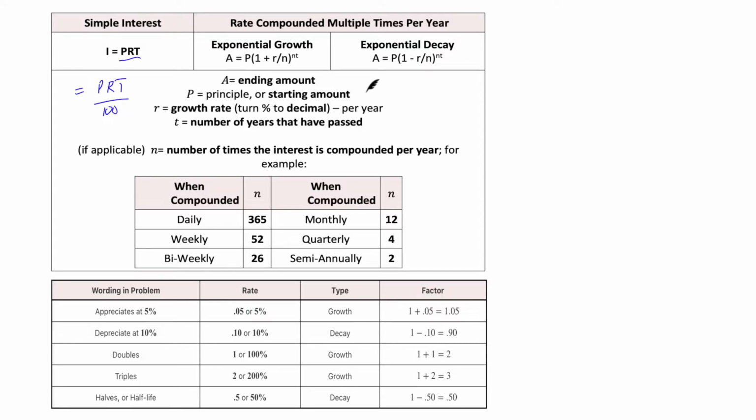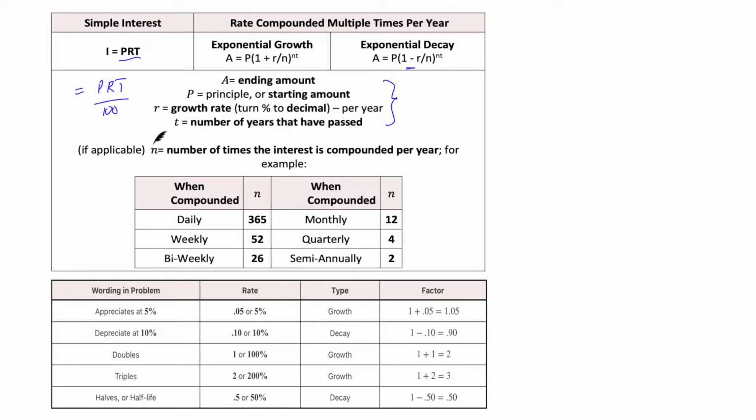When we talk about compounding, we have got exponential growth, which is P into 1 plus R over N raised to power NT. And if it is decay, the formula will be P into 1 minus R over N raised to power NT. Everything else remains the same. You can have a look at these values.